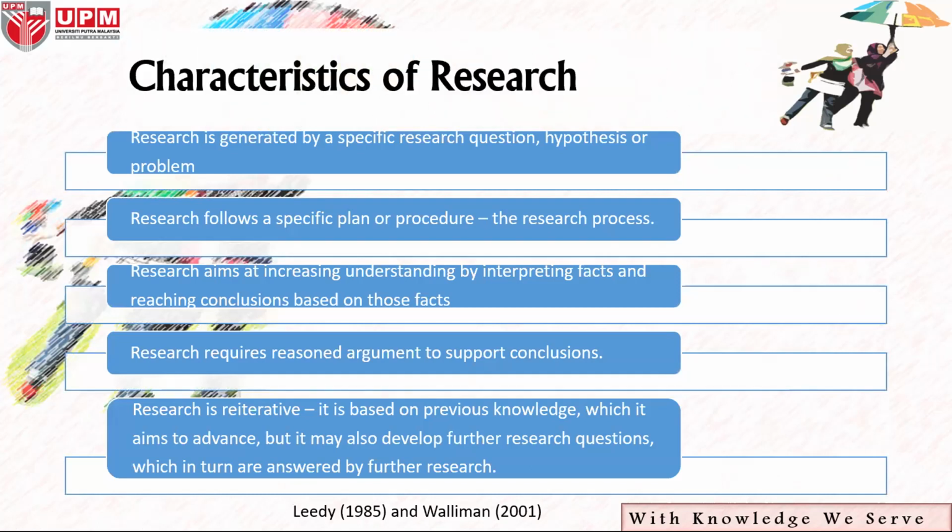Okay, so these are the characteristics of research. Research is generated by specific research questions, hypotheses or problems. Later on I will introduce you to a few designs or research paradigms available when you want to conduct research. Whatever type of paradigm that you want to use, this research must be led by a research question, or having an issue. So when we see there are issues either in practice, literature or theory, only then we can conduct research. We cannot conduct research until we figure out these issues first.